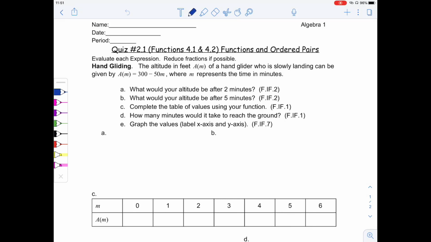Welcome guys, I'm going to go over quiz number 2.1, functions 4.1 and 4.2, functions in ordered pairs.